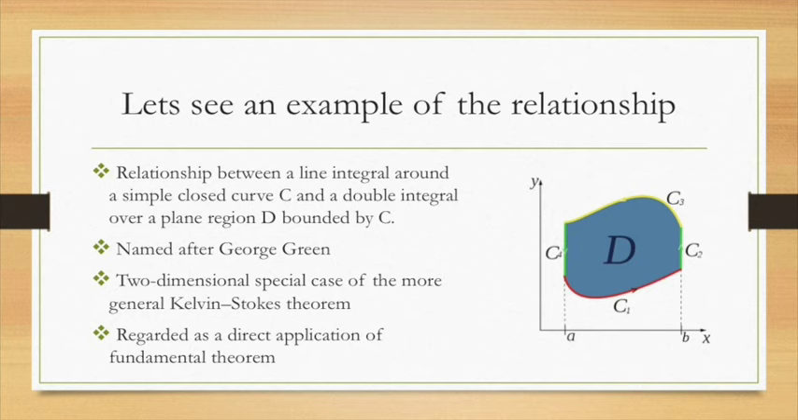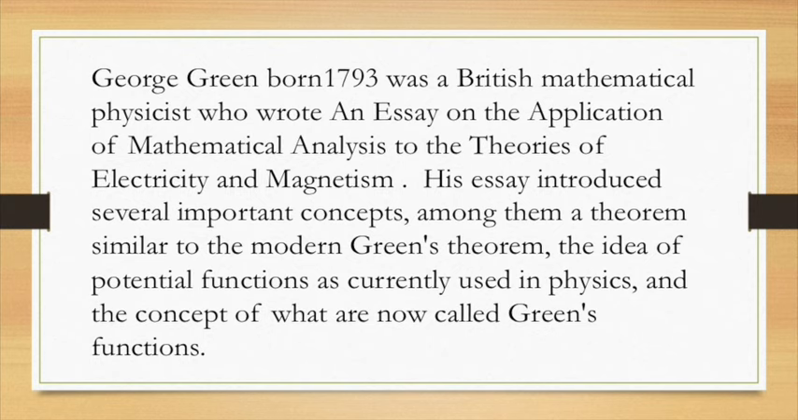Green's theorem is named after George Green. It's a two-dimensional special case of the more general Kelvin-Stokes theorem, regarded as a direct application of the fundamental theorem. George Green, born in 1793, was a British mathematical physicist who wrote an essay on the application of mathematical analysis to the theories of electricity and magnetism. His essay introduced several important concepts, among them a theory similar to the modern Green's theorem, the idea of potential functions as currently used in physics, and the concept of what we now call Green's function.